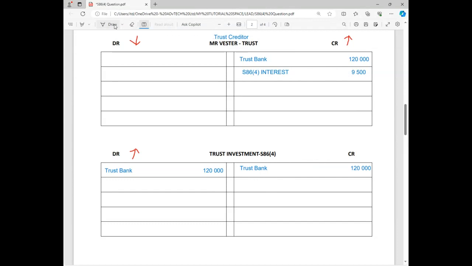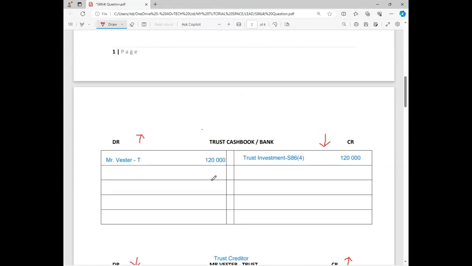Remember, on this side, like we said, the asset decreased there. So it means we don't have this investment anymore because it has matured. So we say trust bank. In other words, we're going to take it to the trust bank. We're getting that money back into the bank account. So we're going to receive this 120 that we invested back, but it will come together with the interest.